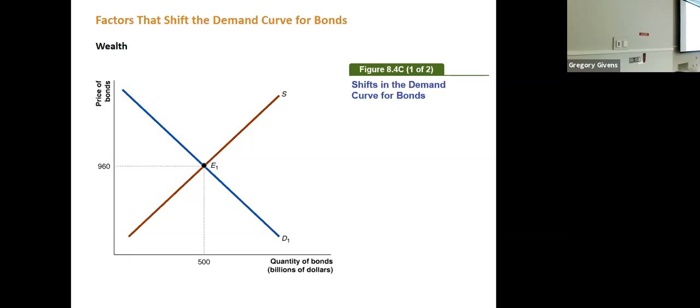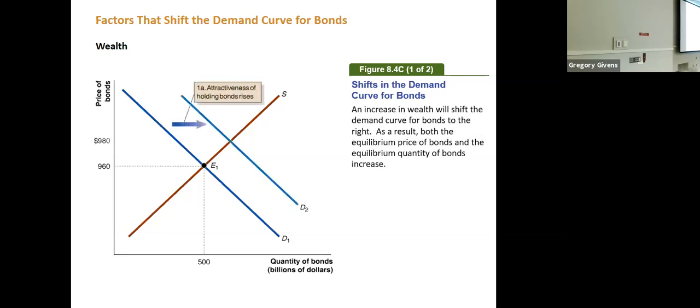If wealth increases and bonds are normal with respect to wealth, that should do what to the demand for bonds here? It should increase it or shift it to the right, okay? And so as the demand schedule for bonds shifts to the right, then what do we know is going to happen? That's going to put upward pressure on the price of bonds in equilibrium. And so what is going to happen to the interest rate or the yield to maturity in that case? It should go down, okay?